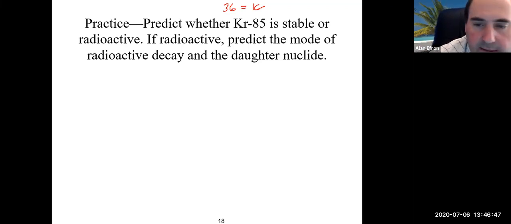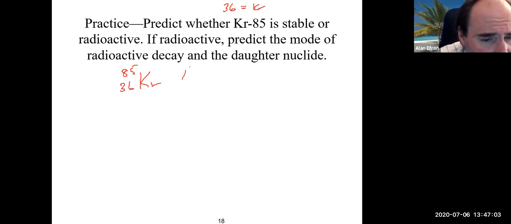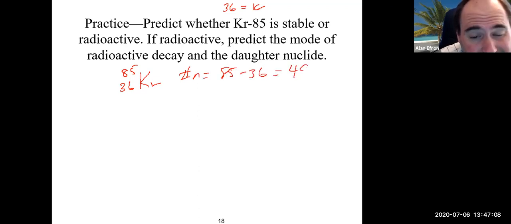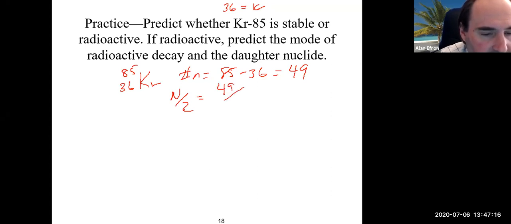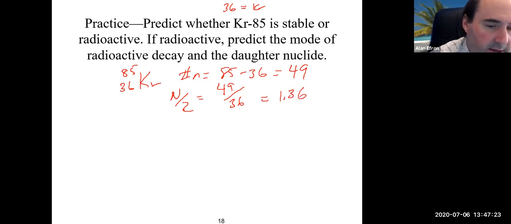Okay, so let's take a look. We've got krypton-85, and again from the periodic table, that 85 is the mass number, and 36 would be our atomic number, which means our number of neutrons would be 85 minus 36, which should be 49. That also means our neutron to proton ratio would be 49 divided by 36, which gives us 1.36 as the ratio.